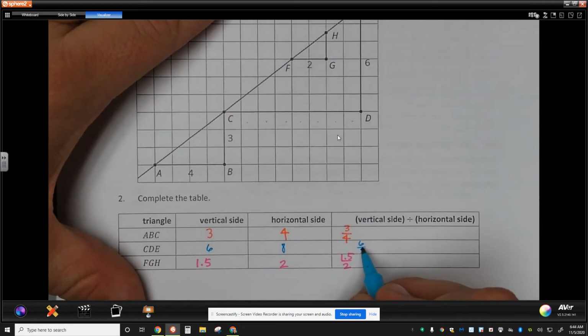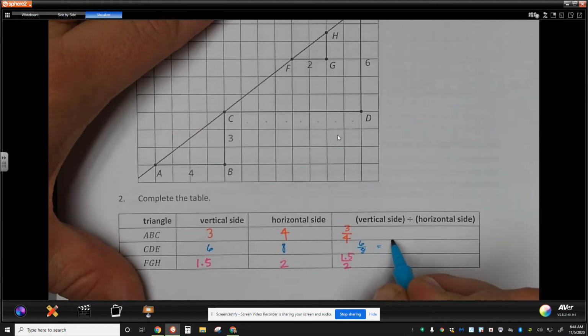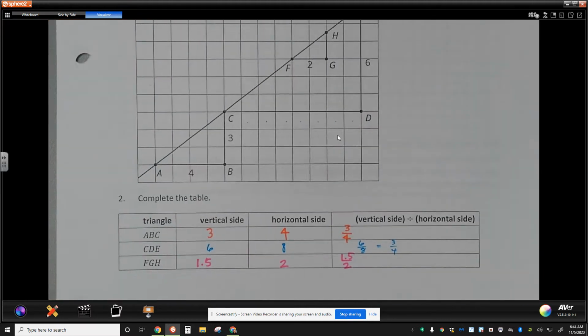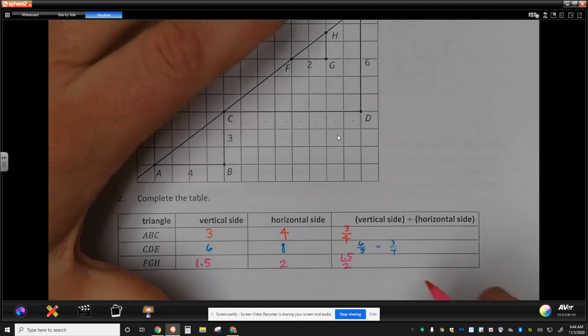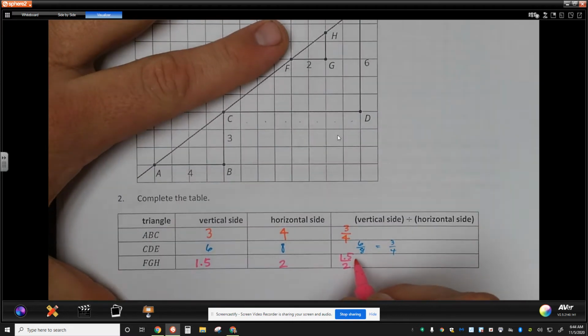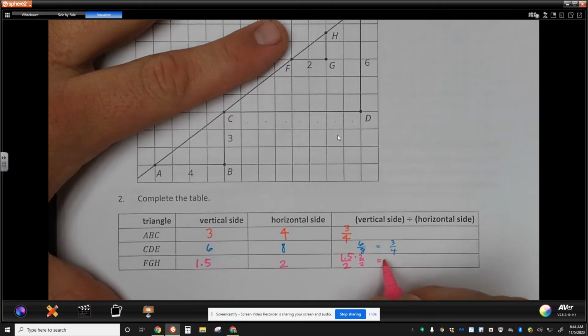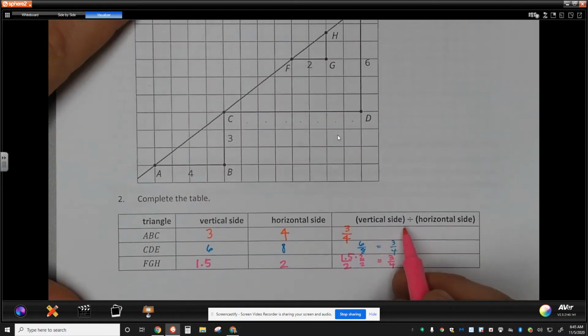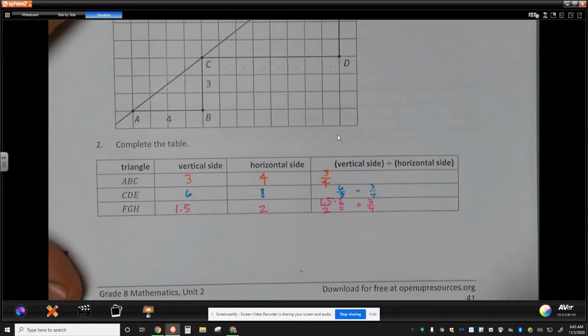Well, if we reduce these fractions, we see that 6/8 becomes 3/4. And we work off of the other fraction by a dilation of 2 so that we can double the numerator, double the denominator. We get 3/4. So as we can see, each of these three triangles all have the exact same slope. When we look at that slope, this ratio, we talk about that vertical side compared to the horizontal side.